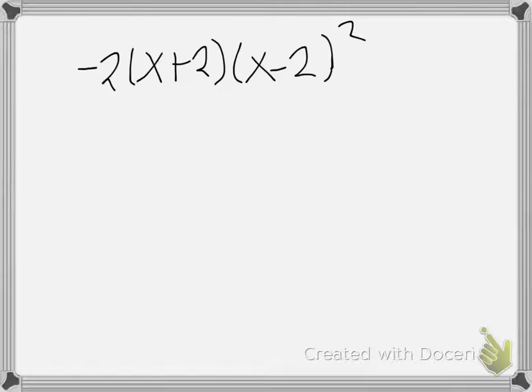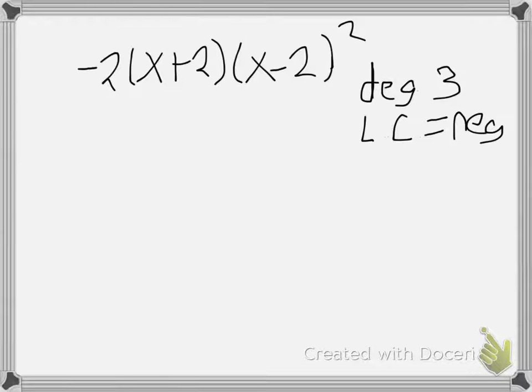In order to find polynomial end behavior, you need to know two things. You need to know the degree, whether it's odd or even, and you need to know what the leading coefficient is, if it's positive or negative. So you should be able to tell me that this is a degree 3 polynomial, and that the leading coefficient is negative. So what does that mean?